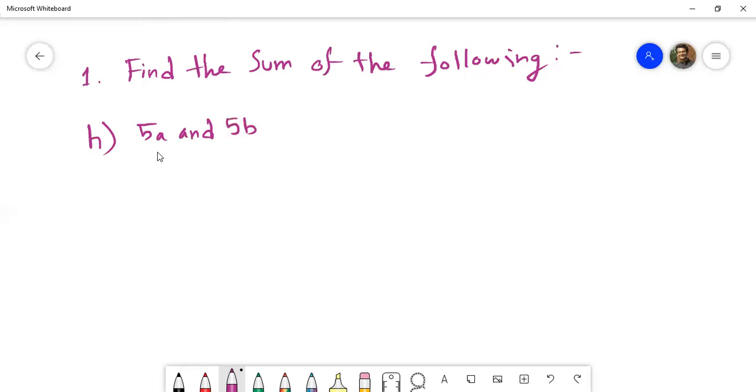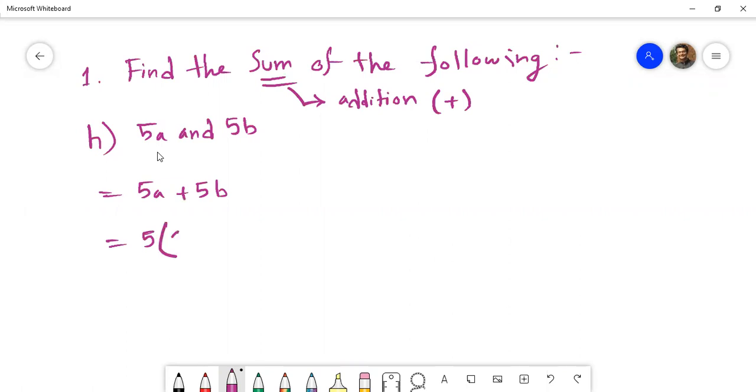So generally the answer would be here, find the sum. By the word sum, we mean addition, or the sign plus. So 5A and 5B: 5A plus 5B. Yes, that is the correct answer. Or you can also simplify it by taking 5 common from both sides, and you get 5 times (A plus B).